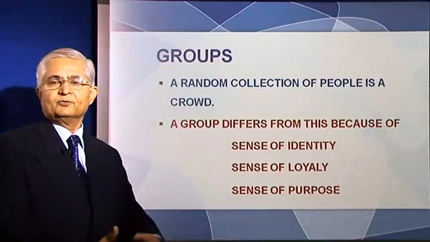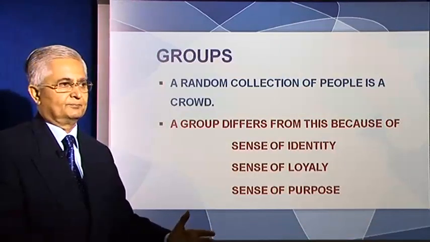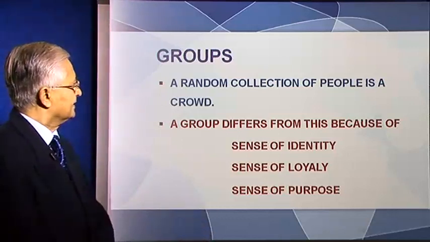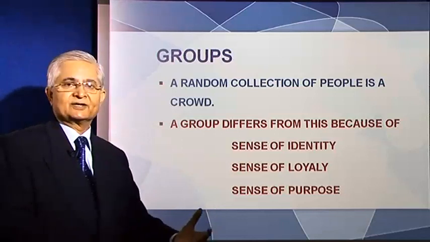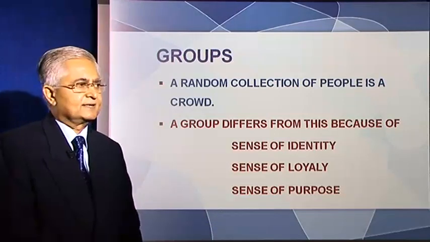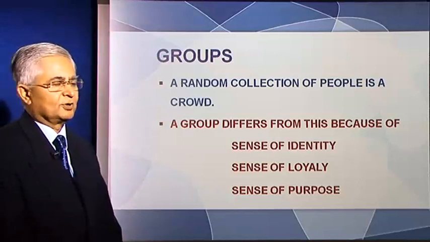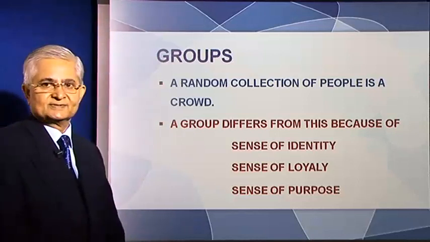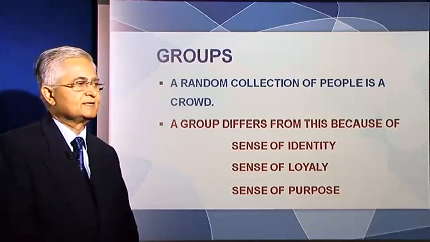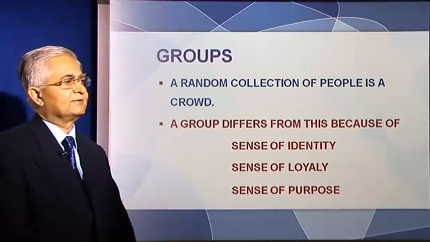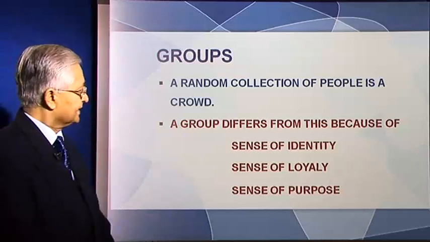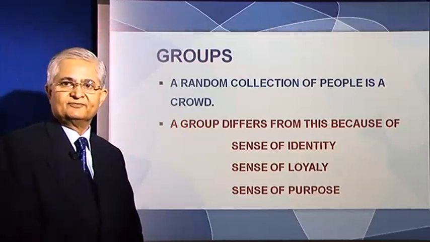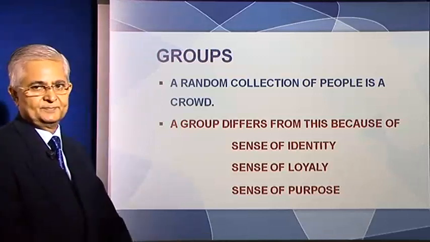If you see a crowd of people somewhere, a group of people somewhere, now a random collection of people, that's a crowd. We talk of crowds at railway stations. We talk of crowds in markets. That's really a random collection of people. Now, how does a group differ from this crowd?